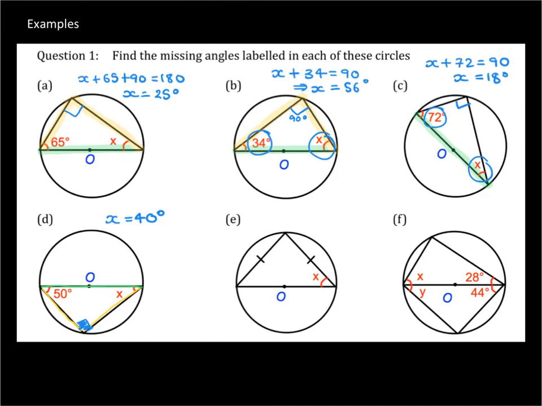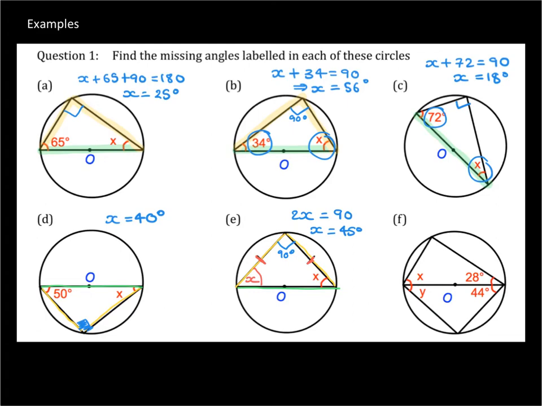Part E, a little bit more interesting. Now, spot your diameter and then make sure you can see where your right angle is. It's up here. Now, there's a little bit more information in this question because they've given us this side and this side as being the same, which means this is also an isosceles triangle, which means this angle here is also x. Now, if this angle is 90 degrees, that means the other two angles, x and x, must also add up to make 90 degrees. So 2x must equal 90, which means x has got to equal 45 degrees.